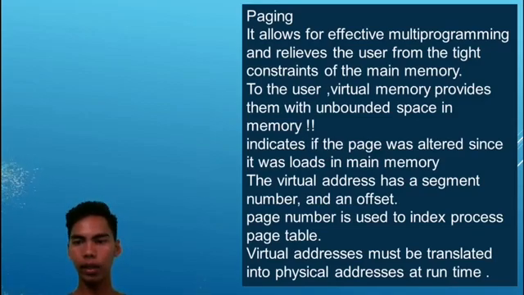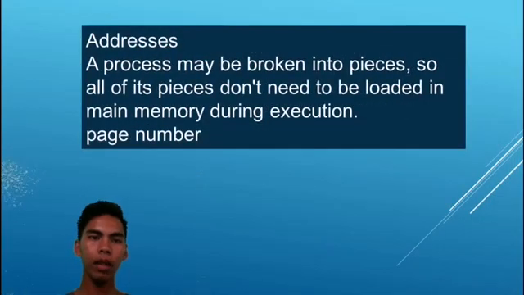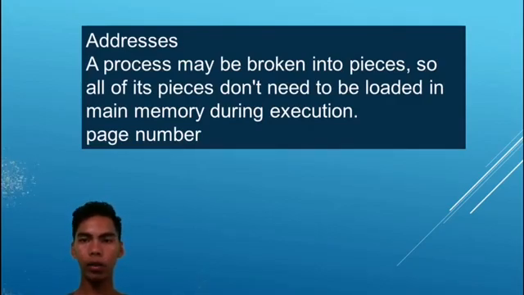The virtual address has a segment number and an offset. The page number is used to index the process page table. The virtual address must be translated into a physical address at runtime. A process may be broken into pieces, so not all of its pieces need to be loaded in main memory during execution.